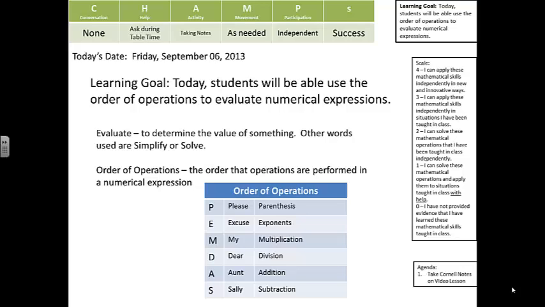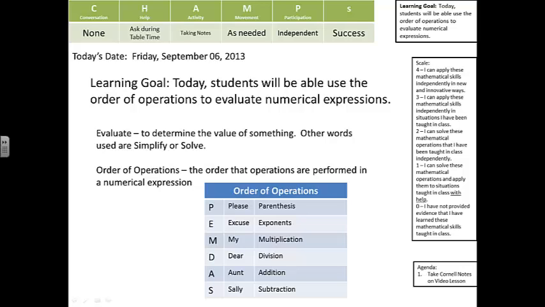The next step, it says MD, or multiplication and division. You can do either one of those in order, and we normally work from the left to the right just like you read. So if multiplication is to the left of division, you do the multiplication first. If division is to the left of multiplication, you do the division first. So you start from the left, read across, and you do it in the order from left to right.